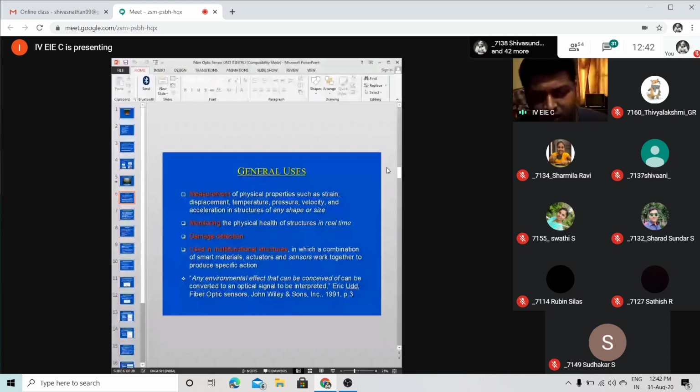Understand the concepts clearly. So the general uses or general purposes for which we go for fiber optic sensors are as follows. We measure physical properties such as strain, displacement, temperature, pressure, velocity, and acceleration. And second, monitoring the physical health of the structures in real time. A sensor, if it is being employed, should give me real-time data on monitoring. And that is very much appreciable for fiber optic sensors.